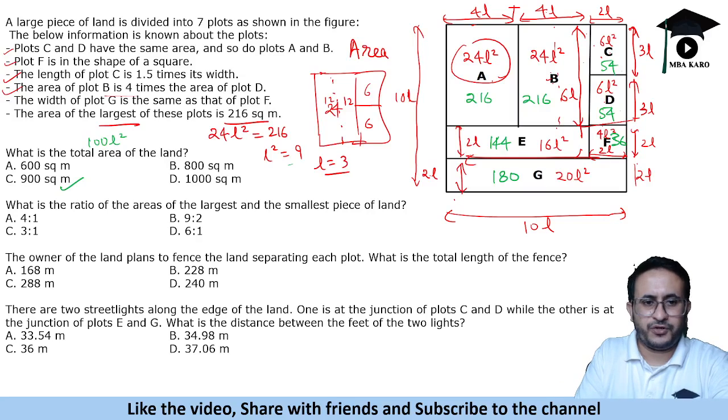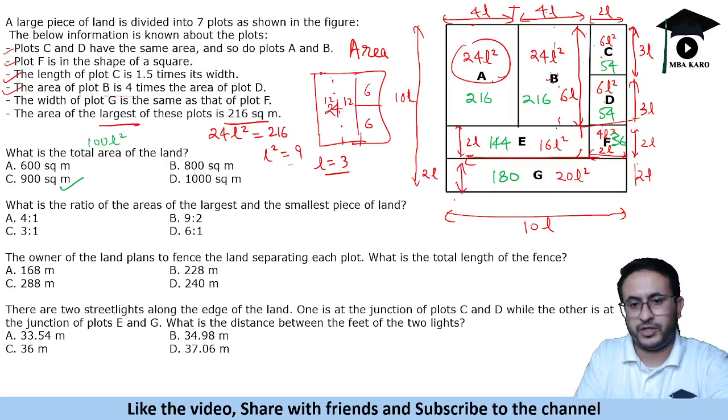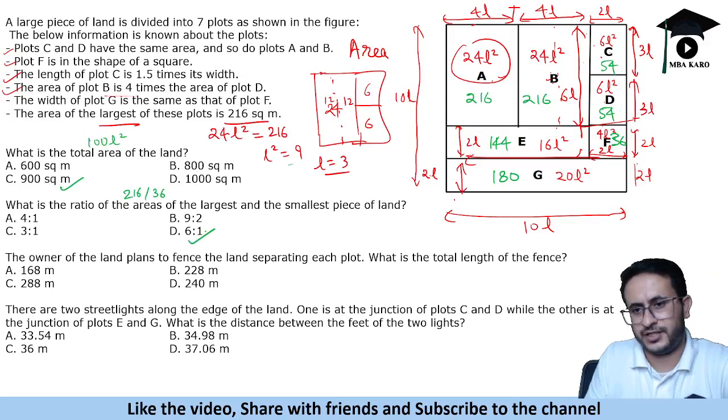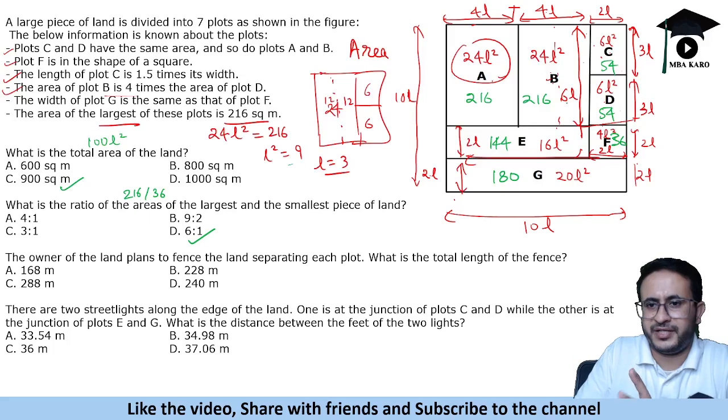Now what is the ratio of the areas of the largest and the smallest piece of land? So you have to find the ratio of areas of largest and smallest. Largest is 216 and smallest is 36. So the ratio is 6:1. Now this could have been answered without even calculating the areas, because we knew the area is 24L square and this is 4L square. So for this you did not need to find the total area.